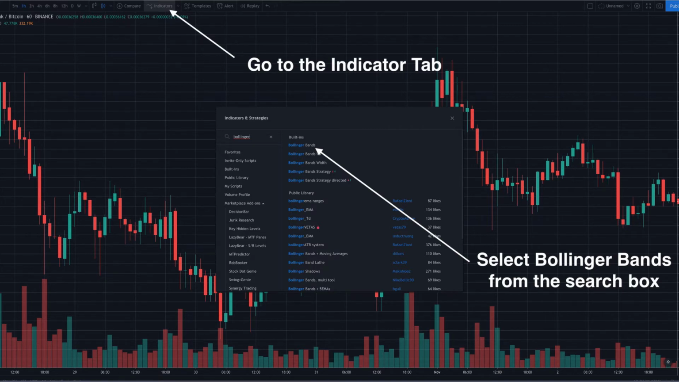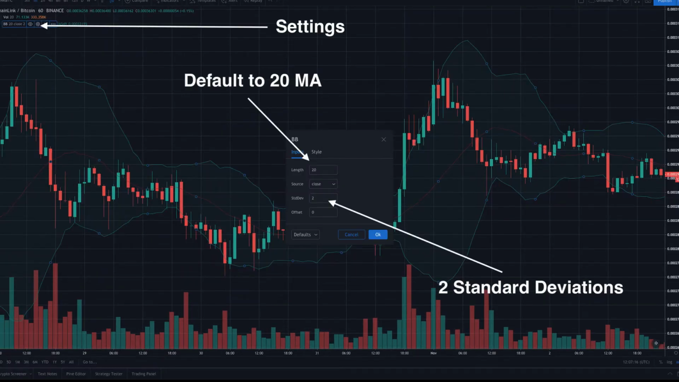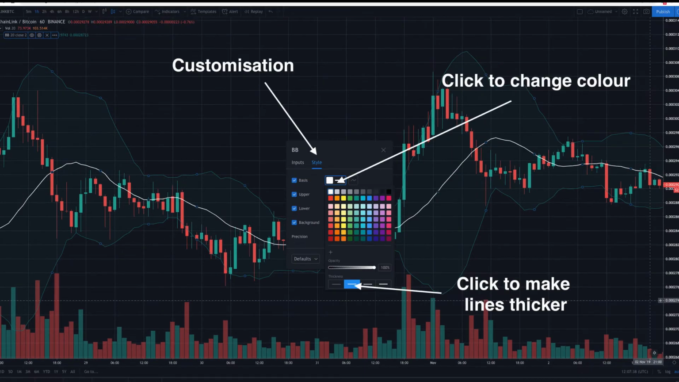We're going to add the Bollinger Bands here using the indicator tab and typing in Bollinger Bands. We can see the default settings here at the 20-day moving average and 2 standard deviations. And if you wish to, you can customize your settings. So there we are, that's our Bollinger Bands overlaid on the chart.